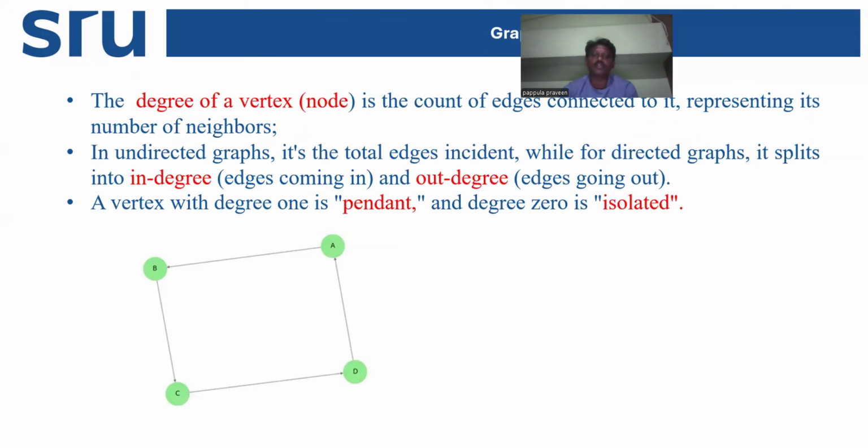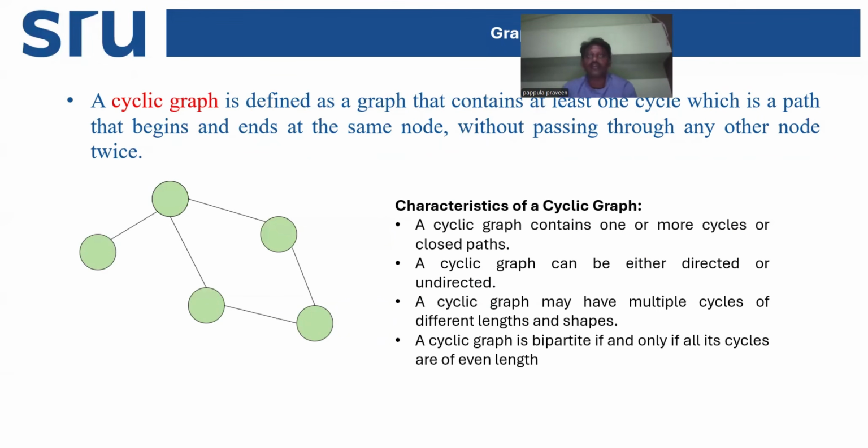Next, we have the null graph, the bipartite graph, the wheel graph, and the complete graph. A complete graph means n vertices with n(n-1)/2 edges. In a null graph, there are no edges between vertices; we just have vertices with no connections. Next, the wheel graph is like a ring and star topology, where the hub is connected with all the remaining nodes. That is called the wheel graph.